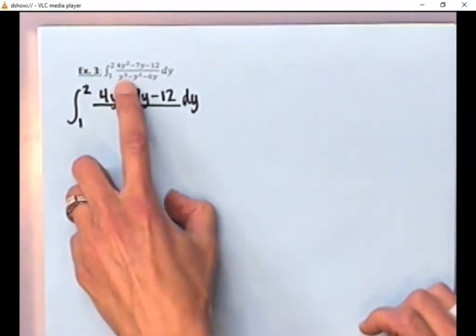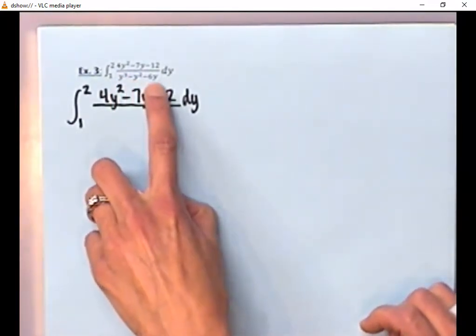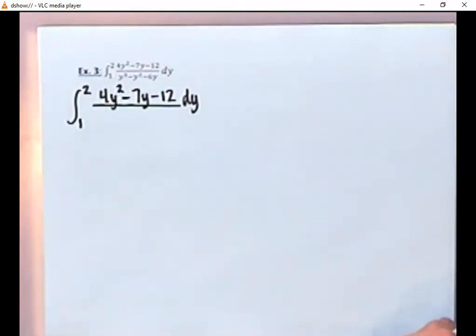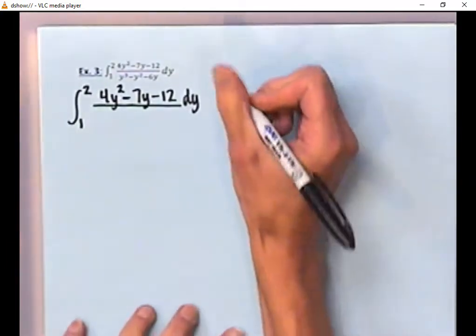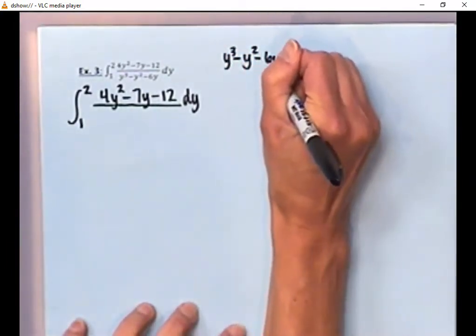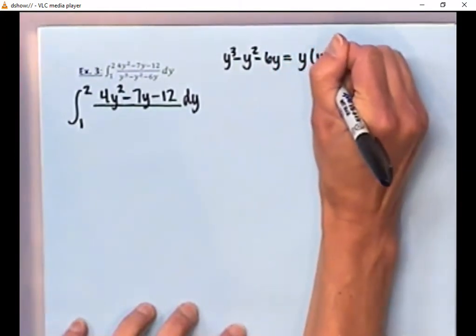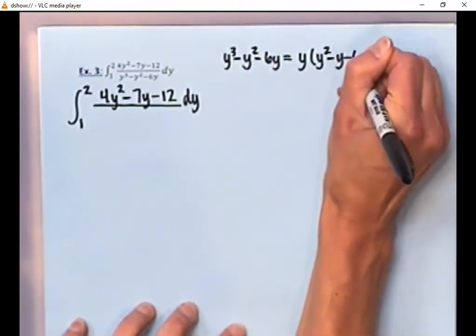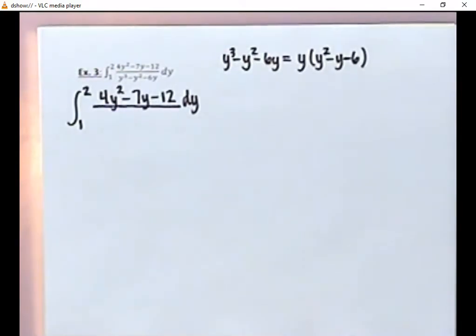If you have y cubed minus y squared minus 6y, could I factor that at all? What could I factor out of there? First a y. So I'm just going to write this on the top so you can see it here. So I could first take out a y out of everything, and then I'd have y squared minus y minus 6 left. Can I factor any farther?